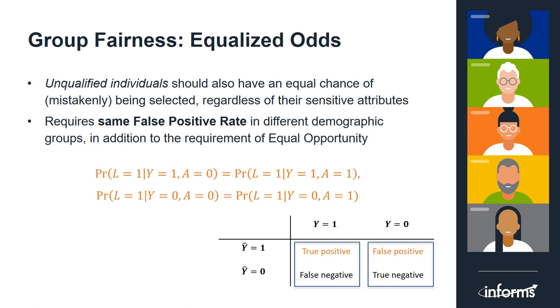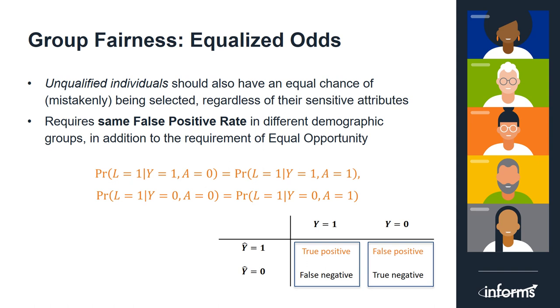Equal opportunity, we saw on the previous slide, requires that we should correctly identify qualified applicants and approve them at the same rate in both demographic groups. It does not specify any requirement on decisions for applicants who are not qualified. Equalized odds is a related but stronger fairness notion. It requires that not only qualified individuals, but also unqualified individuals should have the same rate of being selected in different demographic groups. In other words, it requires both the same true positive rate and the same false positive rate.